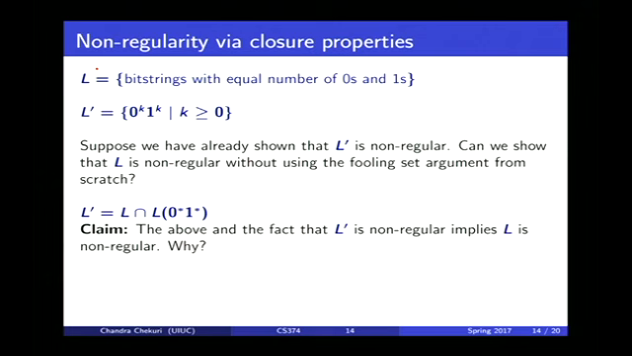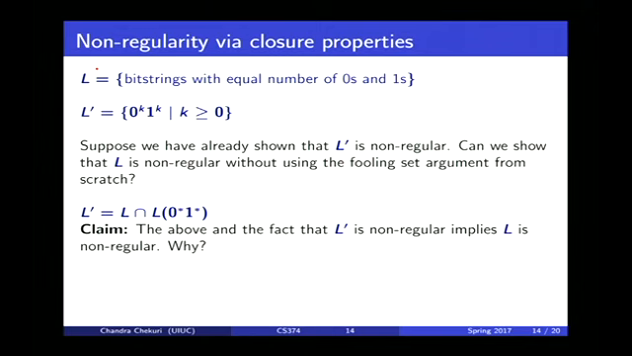I claim that L prime is a subset of L. But how do we get L prime? I claim, take all the strings in L, that's a language, and you intersect it with the following language. What is the language? 0 star 1 star. What is 0 star 1 star?